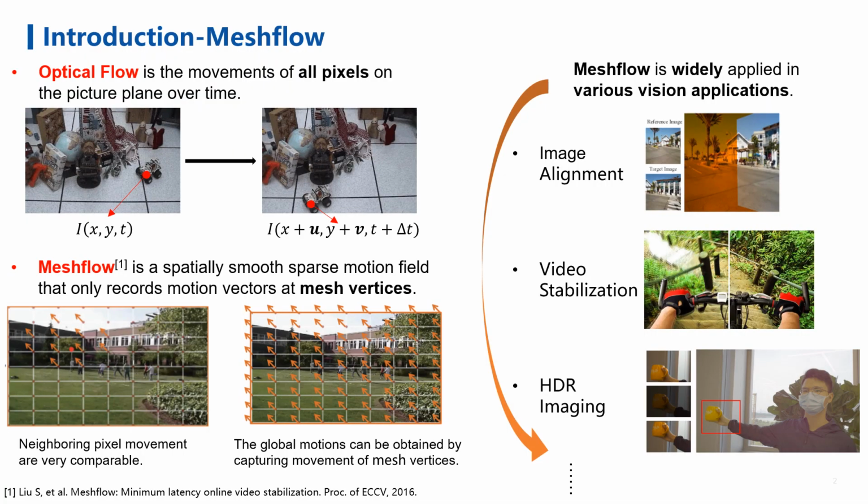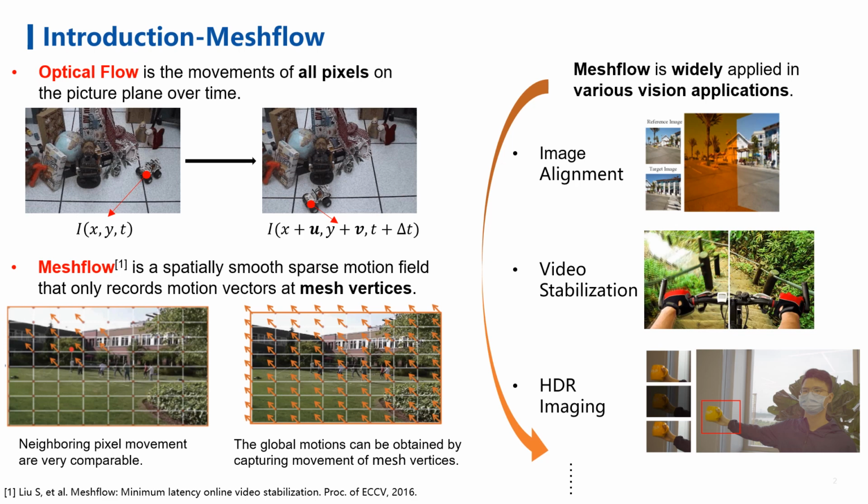The optical flow is the movement of all pixels on the picture plane over time. Pixel-level optical flow has spatial information redundancy and is computationally costly since neighboring pixel movements are very comparable. Meshflow is a spatially smooth sparse motion field that only records motion vectors at mesh vertices. It can accommodate non-rigid global motions while reducing computational costs and redundancy in motion information.